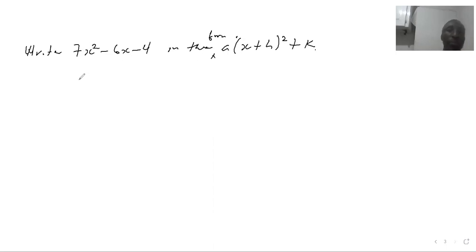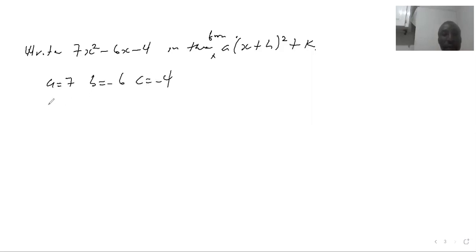All right. So the first step I am going to do here, right? My a value is 7. My b value is -6. And my c value is -4.